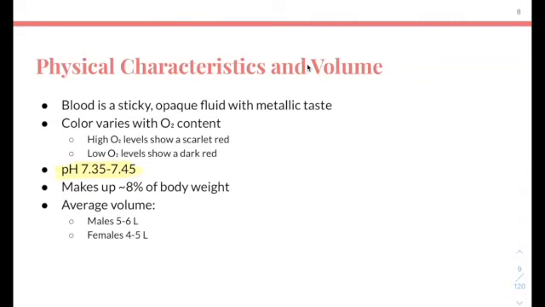If you've ever tasted blood, it has a metallic taste because there's iron in it, a lot of iron. And its color is going to vary based off of how much oxygen you have in your system. If you have a lot of oxygen, it's a very scarlet, bright red. If you have low oxygen, it's a pretty dark, deep red color. That's one of the things that is always observed whenever blood is drawn, too.